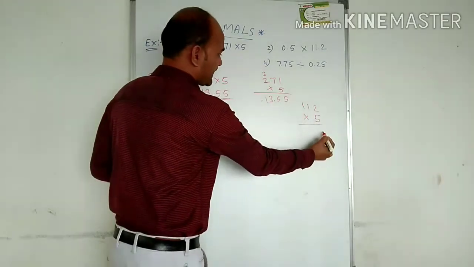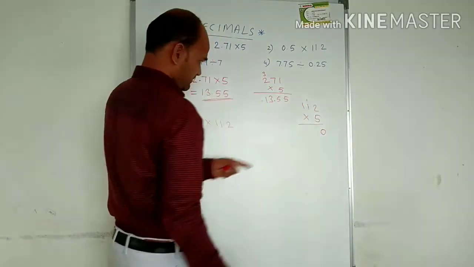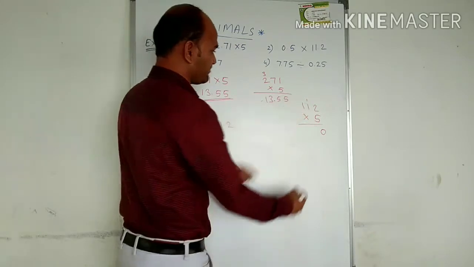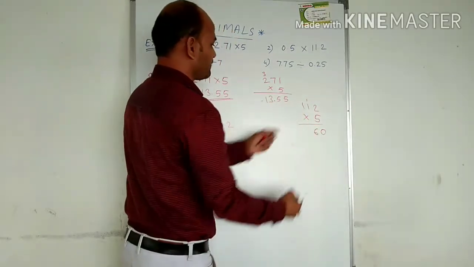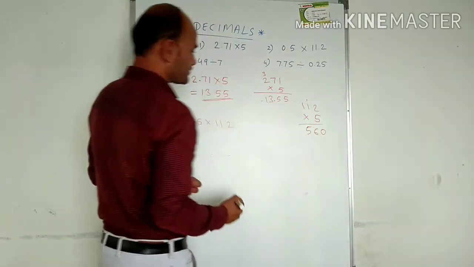Then 5 2s are 10, 0, 1 carry. 5 1s are 5 plus 1 becomes 6, and 5 1s are 5, so it becomes 560.